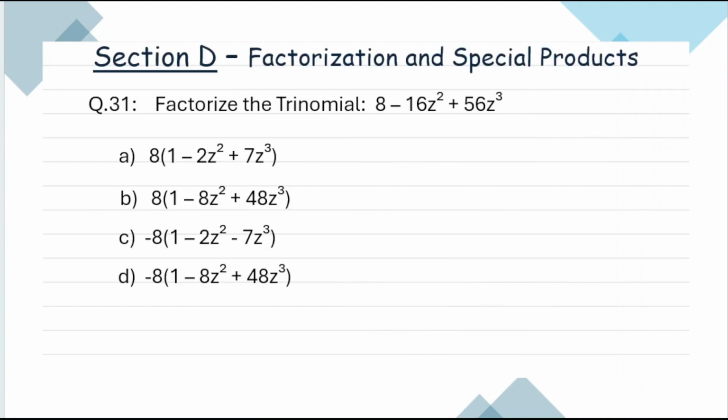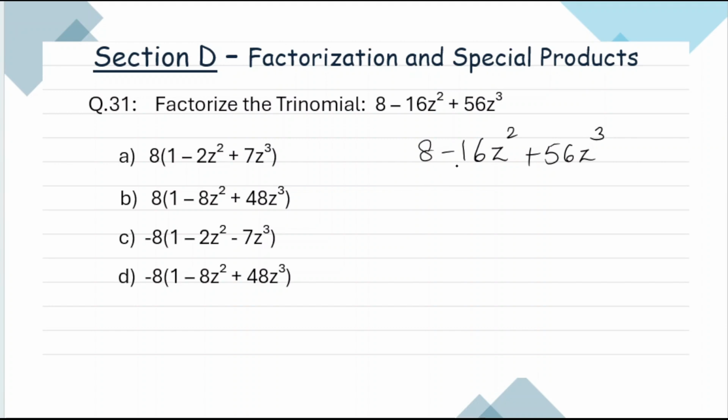Section D, factorization and the special products. So, in this section, we will be taking up the questions in which we are factorizing the polynomials and then we are using some special products or special results like square of the binomial, difference of the squares of the binomials and many more. So let's start. Factorize the trinomial 8 minus 16z square plus 56z cube.